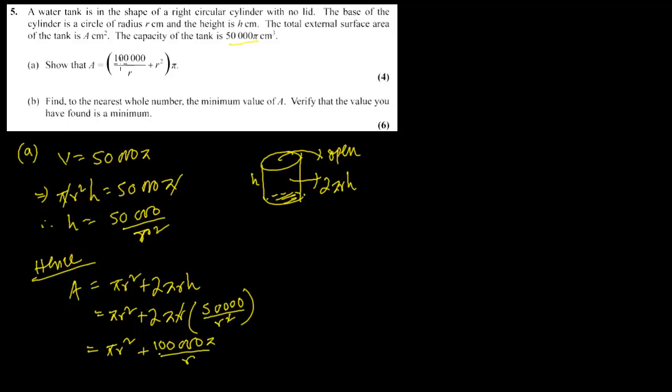So let's check whether this matches or not. Well, it still doesn't match. We have to take a pi common here. So let's take the pi common. So it becomes r squared plus 100,000 divided by r, and we have taken the pi common. Now this expression is shown.